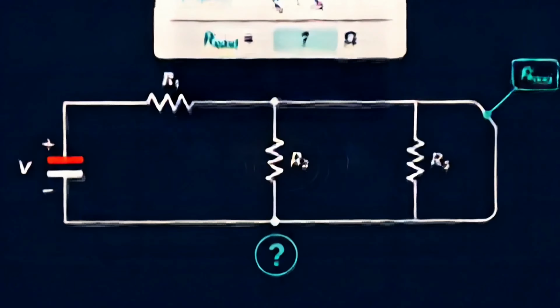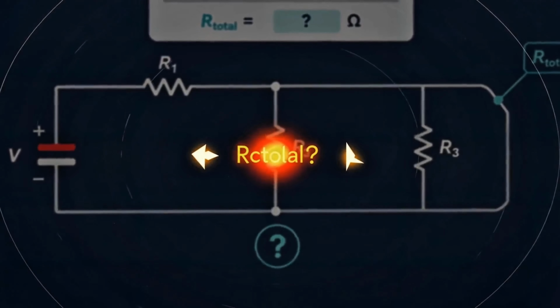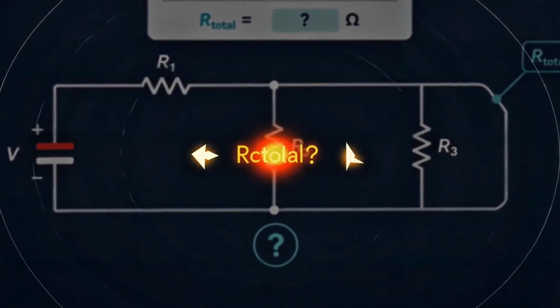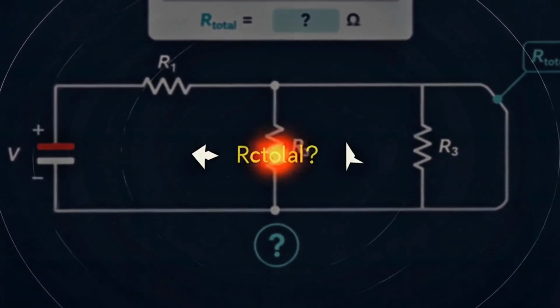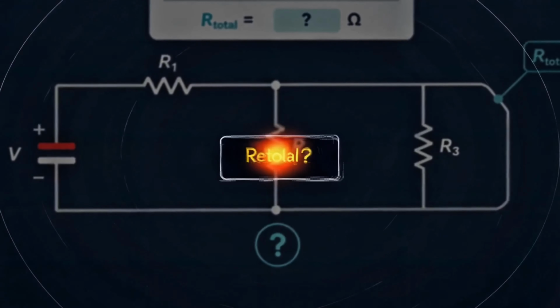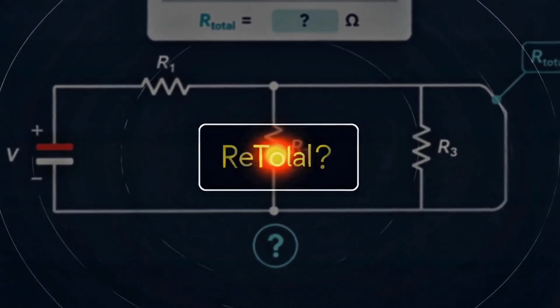Think of voltage as the electrical push, current as the rate of charge flow, and resistance as the opposition to that flow. But we cannot use Ohm's law on the entire circuit until we know its total resistance. So let's calculate that first.